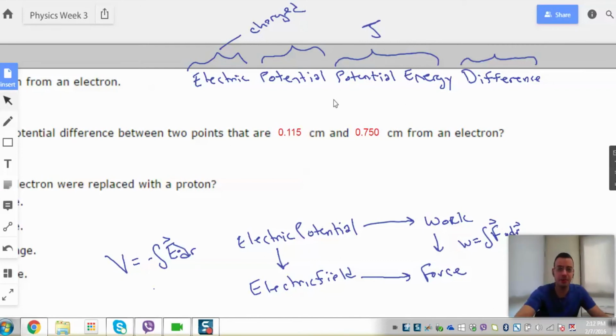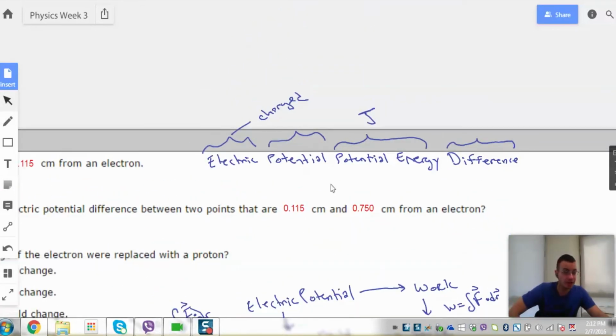So for example, if I relate this to gravity, and I say, I have a ball that's 10 meters off the ground. How much energy does this ball have? Here's the ground. Here's the ball. This ball is going to fall. And how much energy does it have? Well, your first thought is mgh.